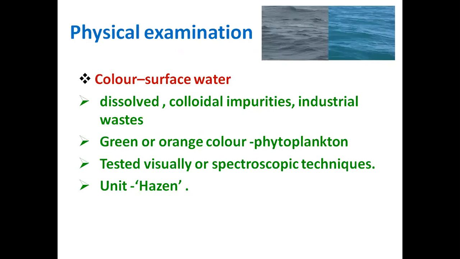So the physical examination: physically we can just see if the water has a different color, then we can say it has some impurity. Basically it should be colorless. Color will be caused because of some dissolved compounds, dissolved solids, colloidal impurities, industrial waste. Generally if the water has a green or orange color, it is caused because of phytoplankton, and this can be tested visually or by spectroscopic techniques. Units are there, like Hazen units for color.